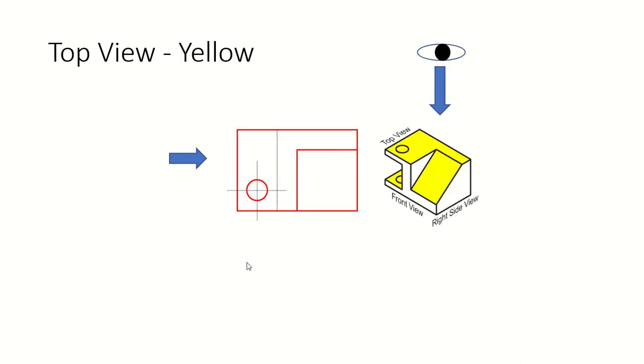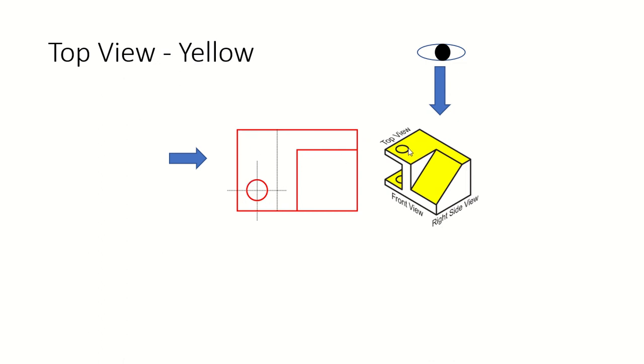Okay, let's get into our views. The very first one is your top view. This is your line of sight, that's your eye looking down, and you can see the surface we see, and also there's another surface behind this. I painted yellow right here for you, and we draw it as a visible line.